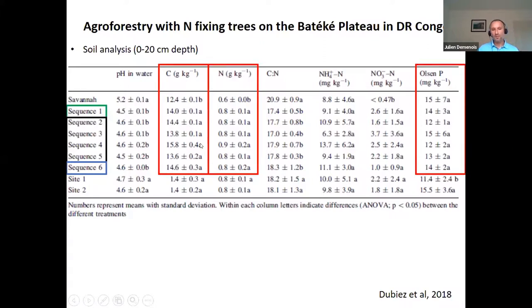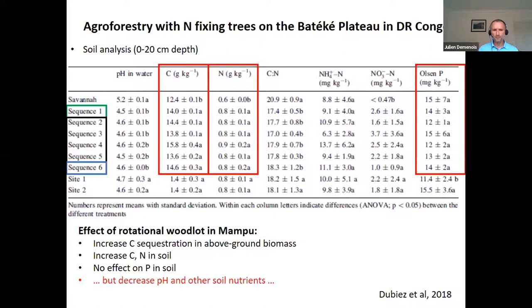And what we have to keep in mind is that for the carbon content, we have a significantly higher content of carbon for all the agroforestry modalities compared to the savanna, which is a control. You can see here in this column. We have the same result in fact for the nitrogen. And for the phosphorus, there is no significant difference in the content of phosphorus in soil between the savanna and the different modalities of the agroforestry systems.